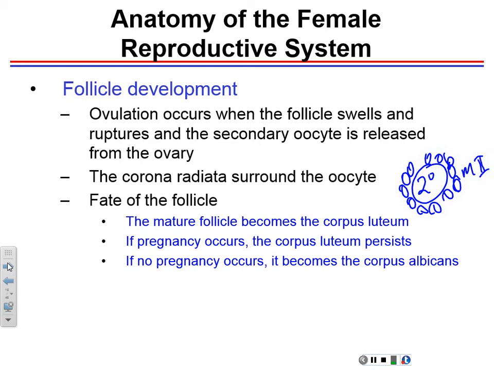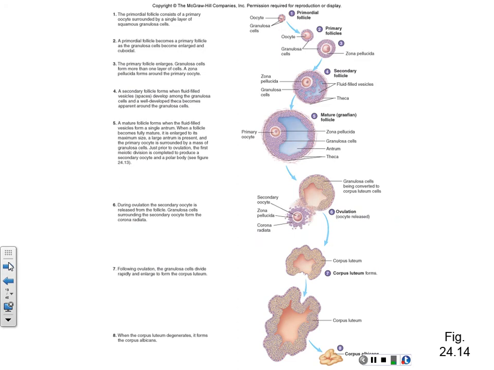And then the follicle becomes the corpus luteum. The corpus luteum produces the hormones, estrogen and progesterone. All right? So that's what happens to the follicle. So now this is the two processes together. This is where I would stop.